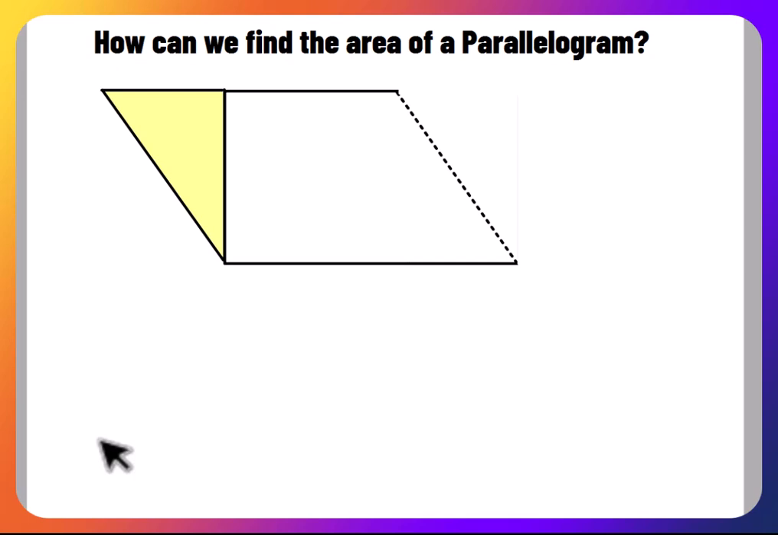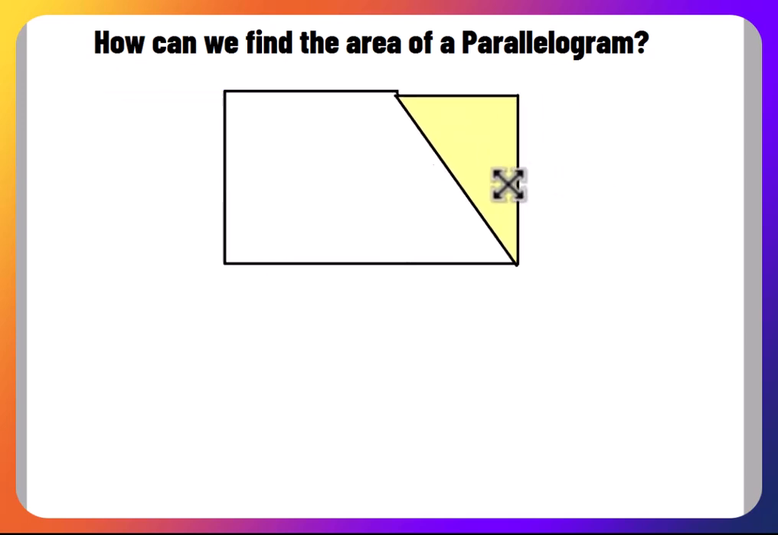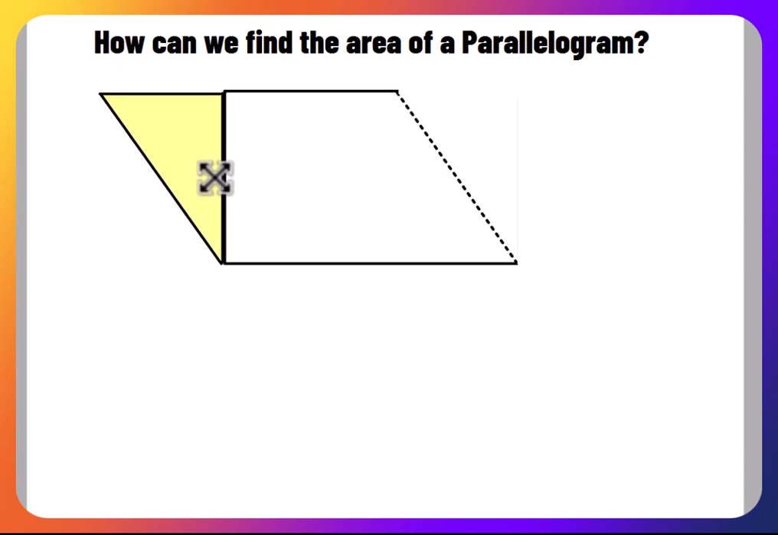So parallelograms have some of the same characteristics as a rectangle. Opposite sides are parallel. Opposite sides are congruent, meaning their lengths are the same. The difference is that with a rectangle, all of the angles are right angles. That's not true with a parallelogram, is it?